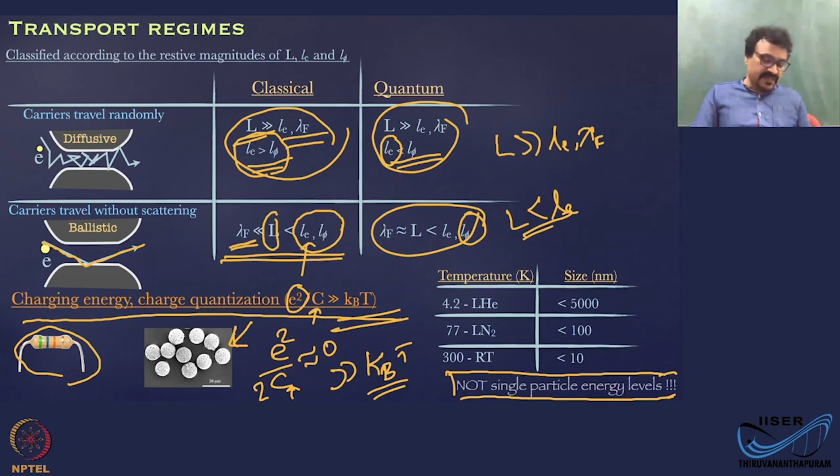All right, so that is the summary of various transport regimes, and in the next lecture we will start looking into low dimensional systems. We'll start with metal semiconductor interfaces, then semiconductor heterostructures, then we will march down to two-dimensional systems. All right.